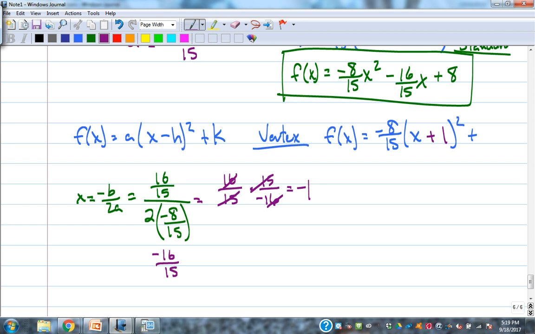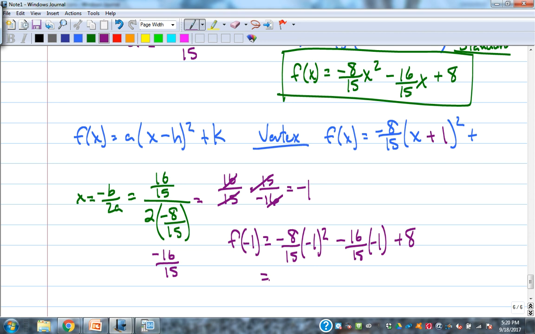Or it's the opposite on the inside of the vertex form. Now all I got to find is the y value. I think I can plug negative 1 into that standard form. f of negative 1 is negative 8 over 15 times negative 1 squared minus 16 over 15 times negative 1 plus 8.